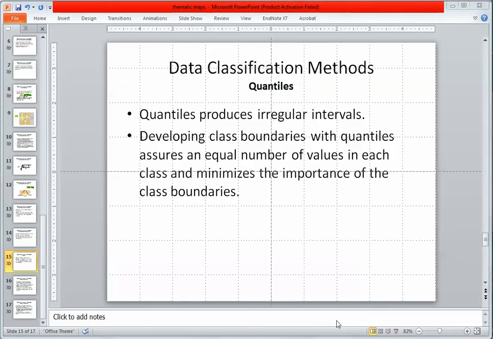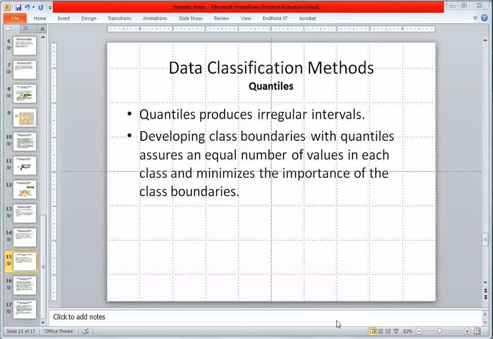All right, in this video we're going to talk about the quantile approach to data classification. Remember, in an equal interval, what we said was that the interval for each class would be the same. That is, in our example data, 318 was the top end of the first class, and then each subsequent class added 318 as a value, so in other words, our human population.